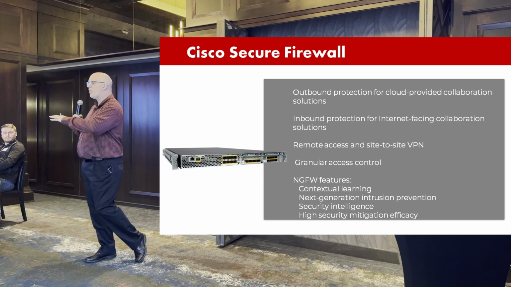Compare that to a Meraki MX. It also can be at the internet edge, alternatively to a Cisco Secure Firewall. They have a lot of overlapping features, right? Still outbound protection for cloud-provided internet solutions and inbound protection for internet-facing collaboration solutions. Remote access VPN. Access control, maybe not as granular as your next generation firewall or your Cisco Secure Firewall. And it's got signature-based intrusion prevention compared to the next generation intrusion prevention that your Cisco Secure Firewall has.